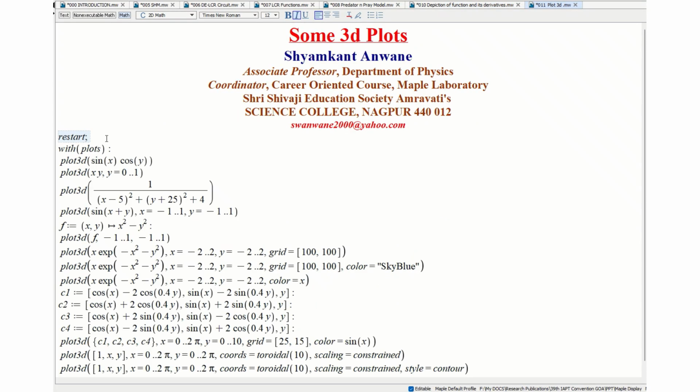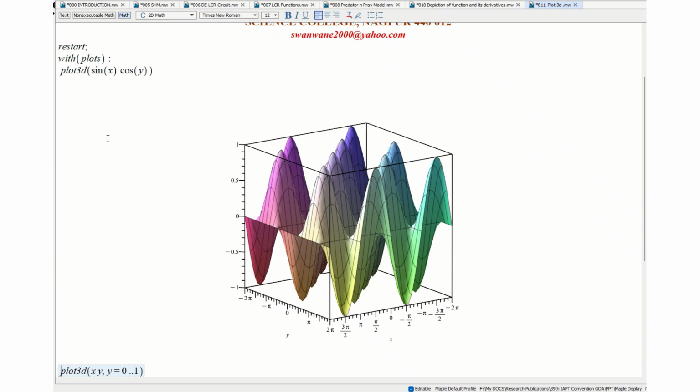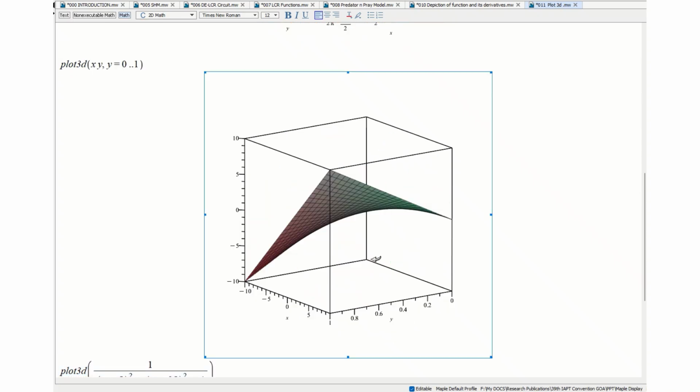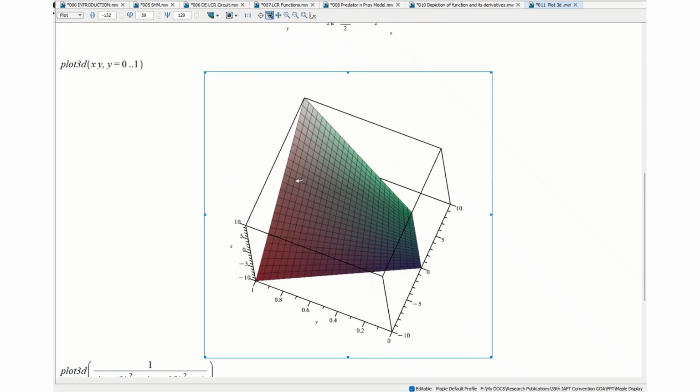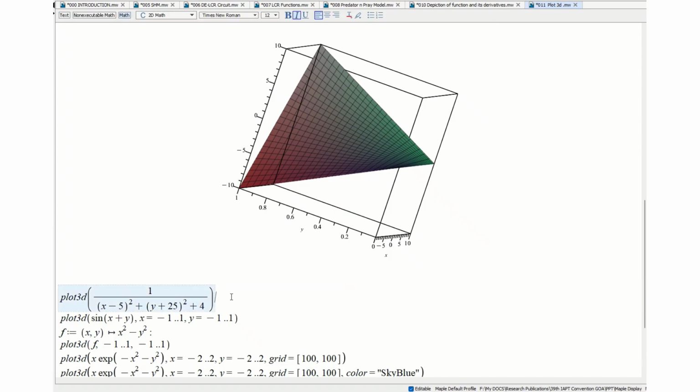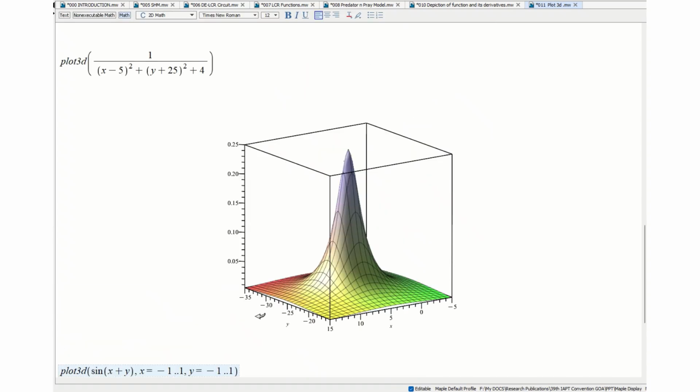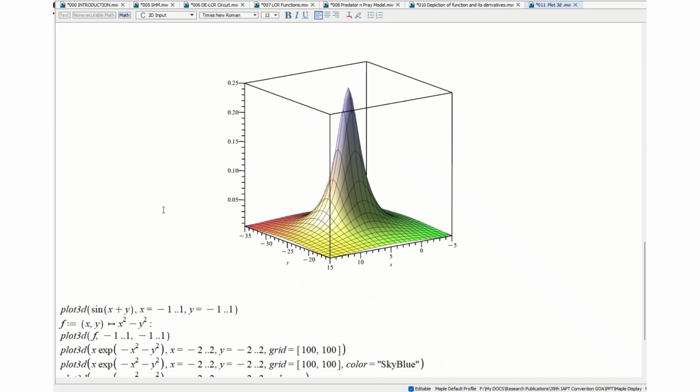I would like to showcase certain three-dimensional plots. We are using a module with plots, a 3D plot of sin x into cos x, cos y. Then x into y we can plot, we can roll it to have a look at this. Then we can generate a plot using this very function.